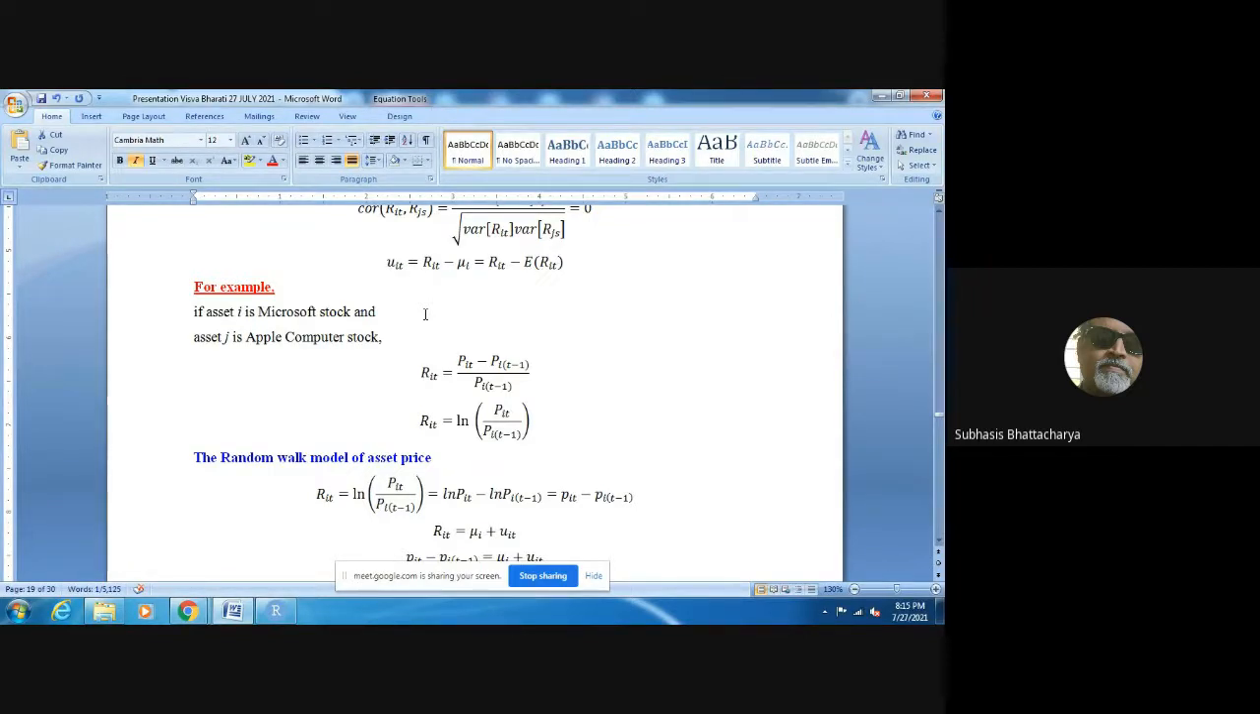The news of asset j at time s is unrelated to the news of asset i at time t for all times t not equal to s. For example, this means that the news in Apple in January is not related to the news of Microsoft in February.